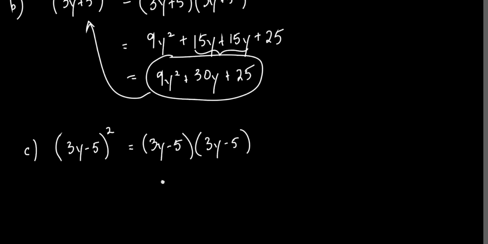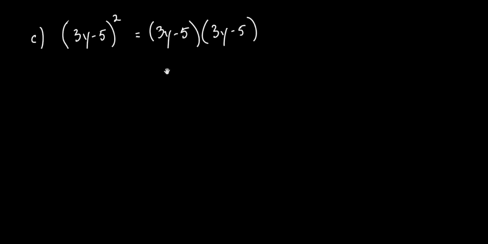I can't stress it enough, because I see so many students do this all the time. They go 9y squared minus 5 squared. It does not do that. So watch. We've basically done this already, but with different signs this time. So what's this going to be? 9y squared, and then minus what? 15y, and then minus 15y, and then plus 25.